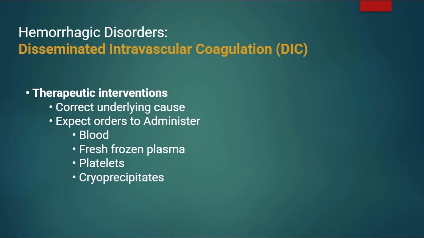Packed red blood cells may be given to restore oxygen carrying capacity if anemia is severe. Fresh frozen plasma, or FFP, contains clotting factors and helps replace what the body has depleted. Platelets are often transfused because they are used up quickly in the clotting process. Cryoprecipitate is rich in fibrinogen, von Willebrand factor, and other clotting proteins. This is especially helpful when fibrinogen levels are very low.